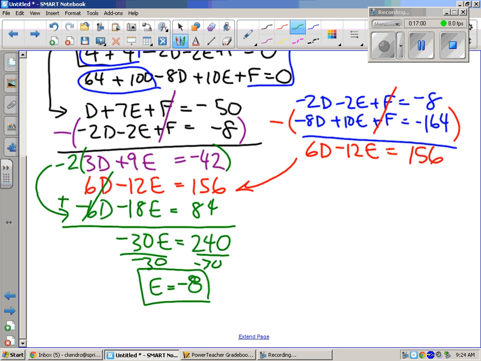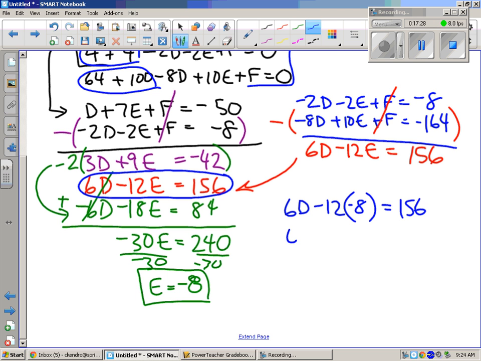Okay, now that we have one, the rest of the process is semi-easy. We're going to take that answer e and plug it back in, like we're going to back substitute. So all you have to do is pick one equation that has an e and another variable. I'm going to use that one. So I've got 6d minus 12, the e that we just found, and then equals 156. So 6d plus 96 equals 156. Subtract 96, I get 60, so d equals 10.